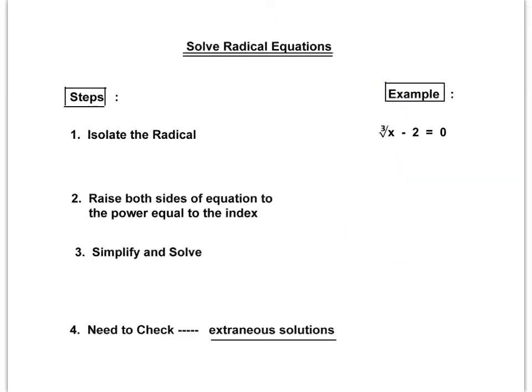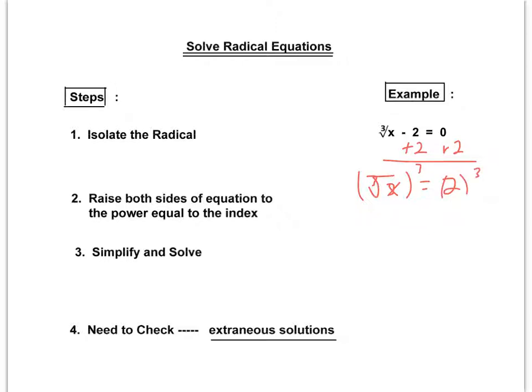So looking at this one right here, the cube root of x minus 2 is equal to 0. This is a Type 1 because there's only one radical. So my first step is to isolate the radical, get the radical by itself. So I'm going to simply add 2 to both sides. And I have the third root of x is equal to 2. I'm going to raise both sides to the third power.